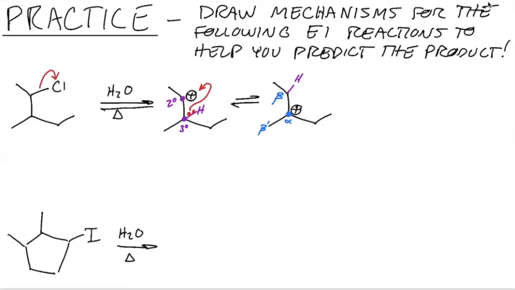If we were to instead choose the beta position instead of the beta prime position, we would be able to get an alkene kind of here. Now that has 3 substitutions, right? 1, 2, 3, and that will give us a more highly substituted alkene.